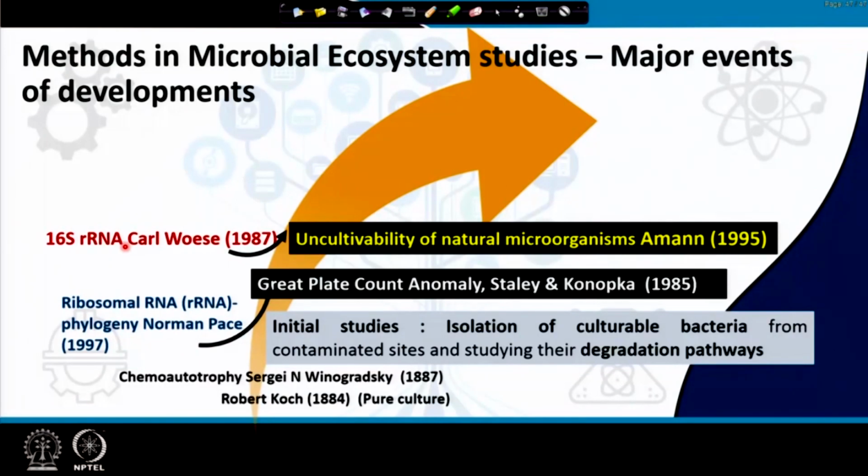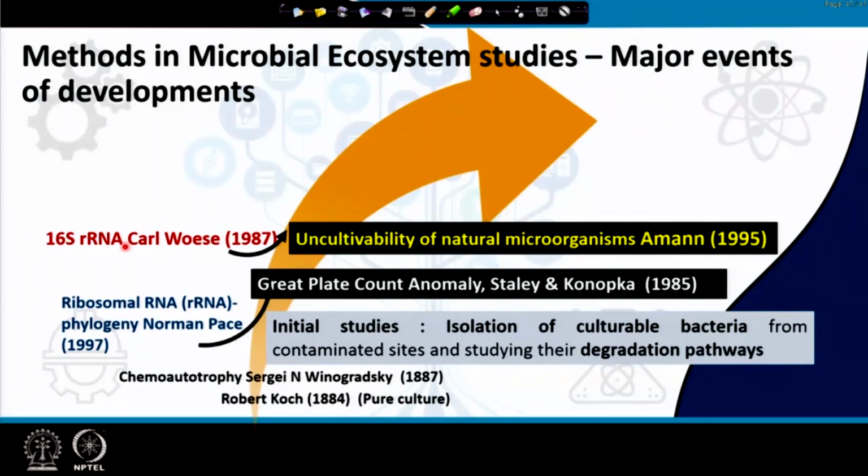From the great plate count anomaly, the concept of uncultivability or unculturability of natural microorganisms evolved. We will discuss this, but to have a very preliminary idea: the microscopic count provides more cells, but the agar plate based or colony count method does not provide so many cells, at least 2 orders of magnitude fewer. Like, if one cell comes up as a CFU, a colony forming unit, the microscope will show you at least 100 cells. So, what is going wrong?